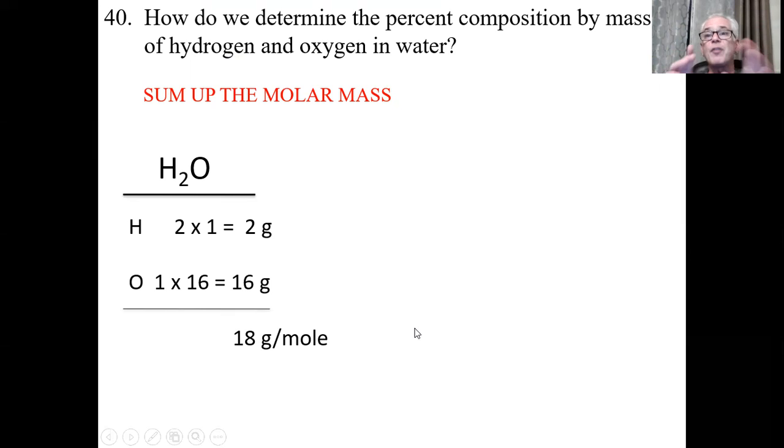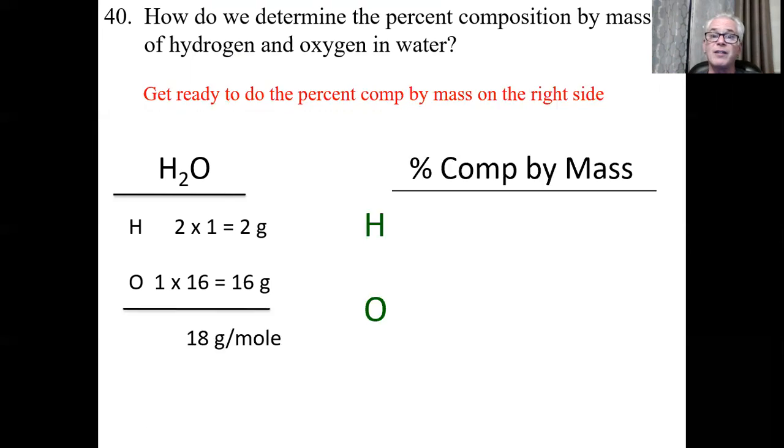Okay, now the percent composition by mass. On the right side, I'm going to finally use the right side of the page. This is what we're going to do. On the right side of the page, we're going to write this, percent comp by mass, and we're going to do it in the same order. We're going to do hydrogen and oxygen. They're a little further apart because it's a bigger formula. It's not just a straight little line. But H and O, we're going to do the percent of water that's hydrogen by mass and the percent that's oxygen.